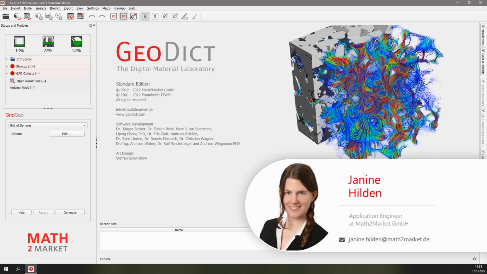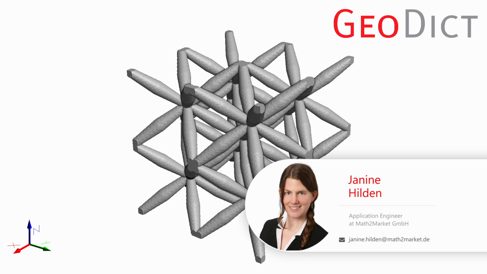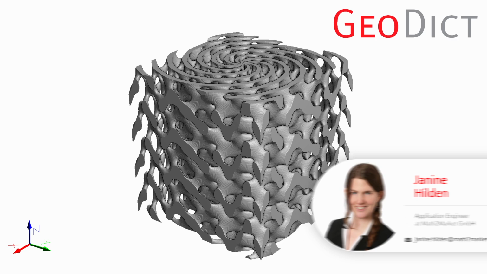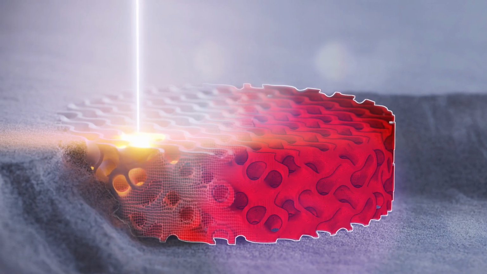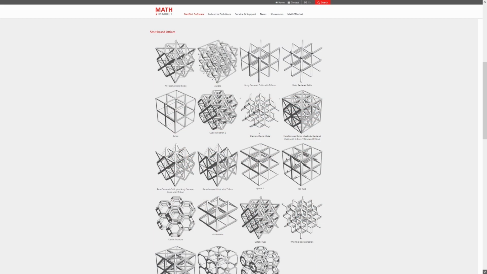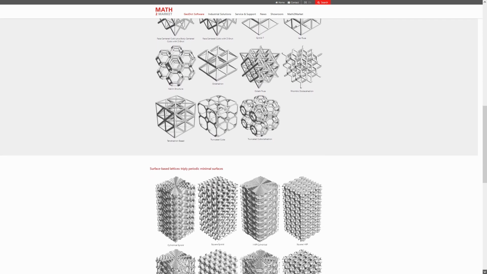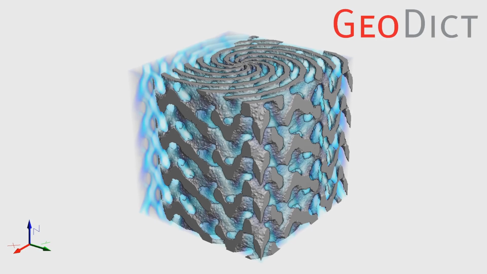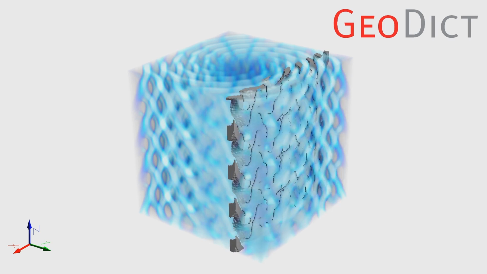My name is Janine Hilden, I'm an application engineer at Math2Market, and in the following video I will show you the cool new structures in GridGeo that are shipped with GeoDict 2022. They are particularly interesting if you use additive manufacturing as, for example, laser sintering in your production workflows. The first group of new grid structures are the Strut-based lattices. And afterwards I will show you the triply periodic minimal surfaces. We will work on the surface of a triply periodic minimal surface and will run a flow simulation on it.